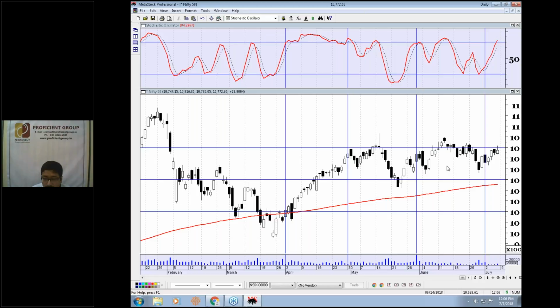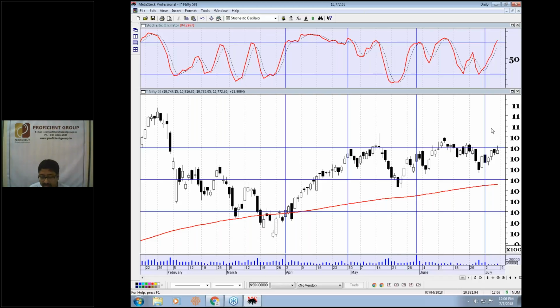11,200 approximately. On the other hand, if Nifty violates 10,580, then below that point, I am not recommending any long position to hold, and the 200-day moving average right now is also residing at 10,455. So in that case, that will become a major point of support.